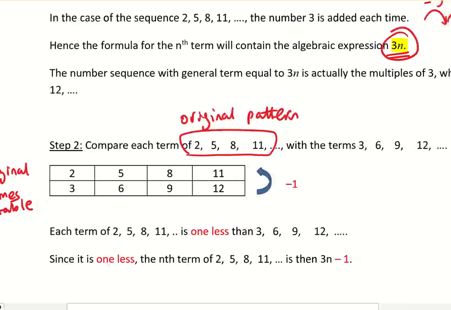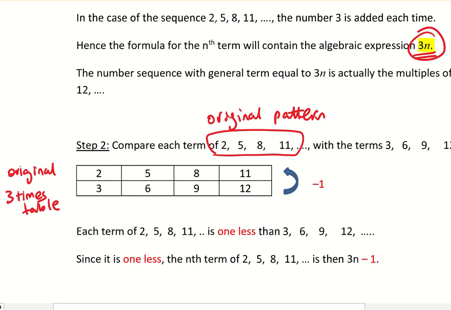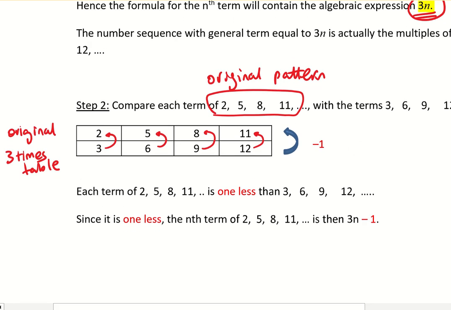You just need to compare the difference between your 3 times table and the original. So to go back to the original, you notice that 12 minus 1 gives me 11. 9 minus 1 gives me 8. 6 minus 1 gives me 5. 3 minus 1 gives me 2. Oh, now you realize that to get back the original, you just need to take your 3 times table minus 1. So here was your 3 times table, and then you minus 1. Done. This is now the formula.